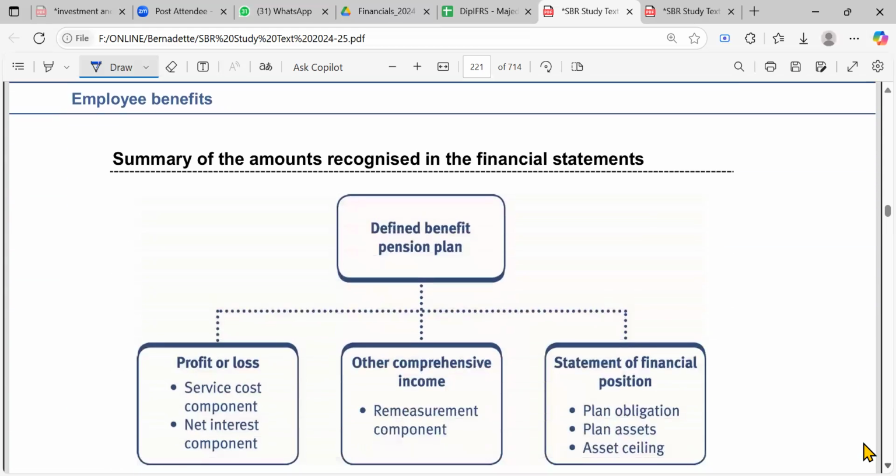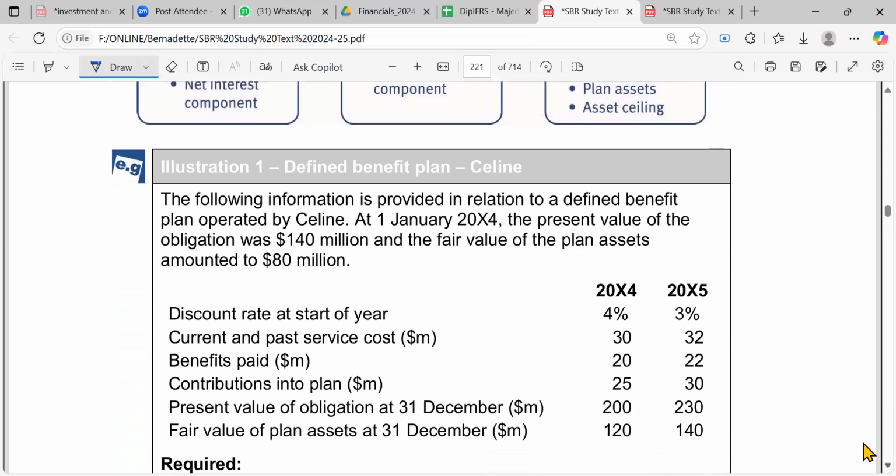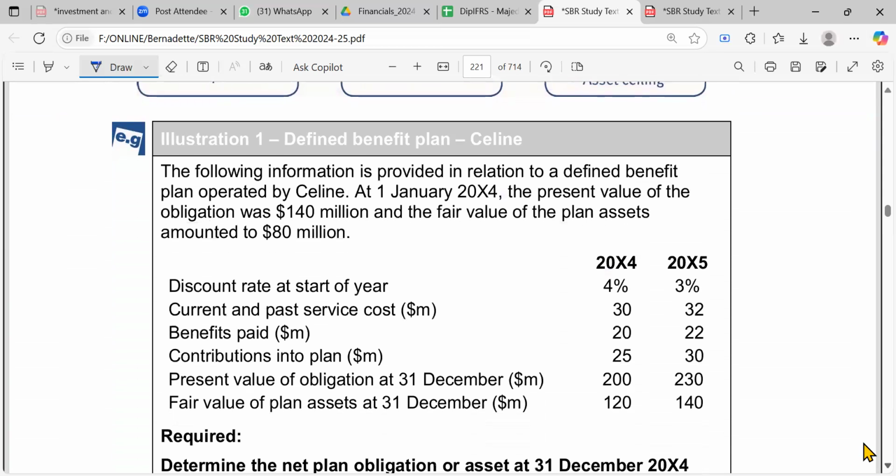So, a summary of the amount recognized. This is just a summary, no problem. Let's take a look at this. We are told illustration 1, defined benefit plan. You can see the defined benefit plan is the major thing here. Defined contribution is actually nothing.